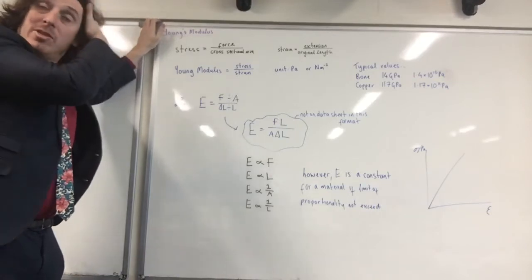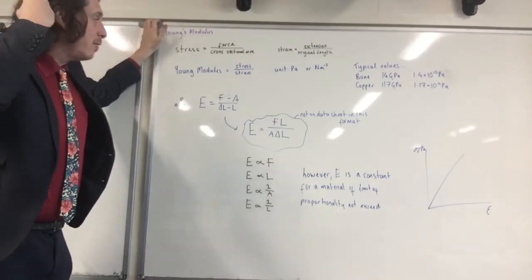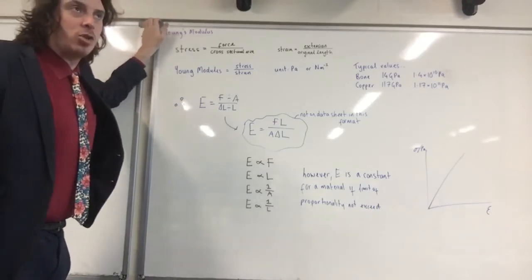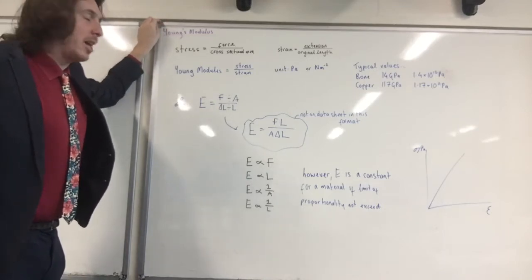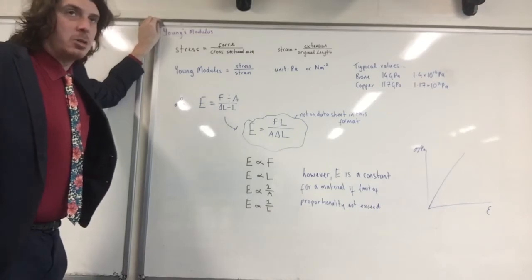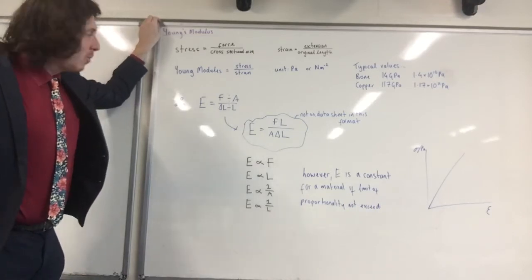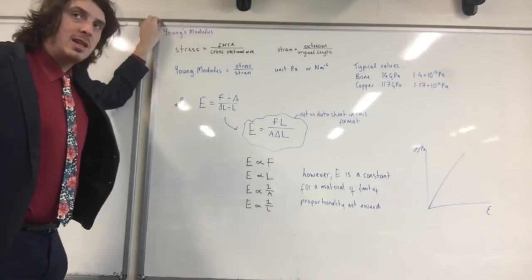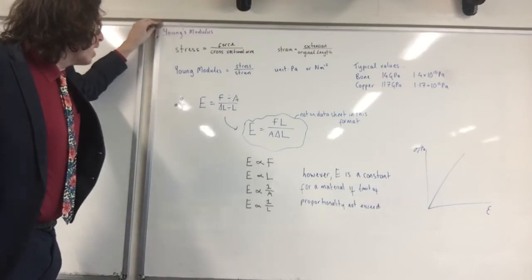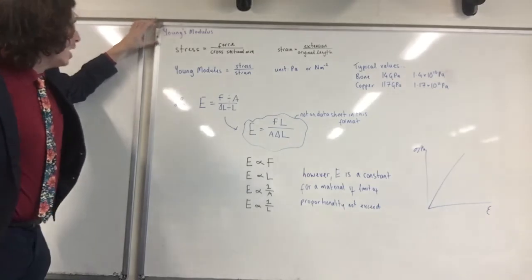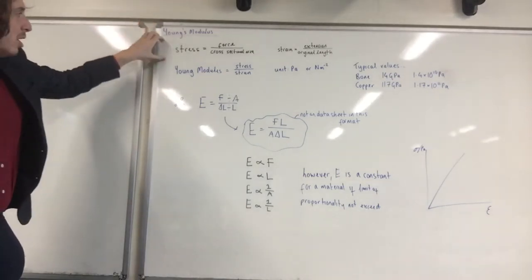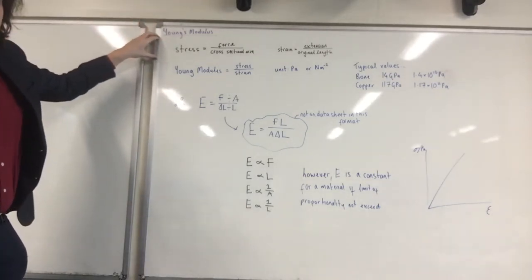Okay, so the idea that if you were to design a cast for somebody and make sure that their bones heal correctly, then the Young's modulus would need to be taken into account. You would also need to take into account the Young's modulus of bone. And the other thing is, in terms of looking at engineering and feats of engineering, in terms of bridge building, it's the idea that you need to make sure that they can withstand certain forces.